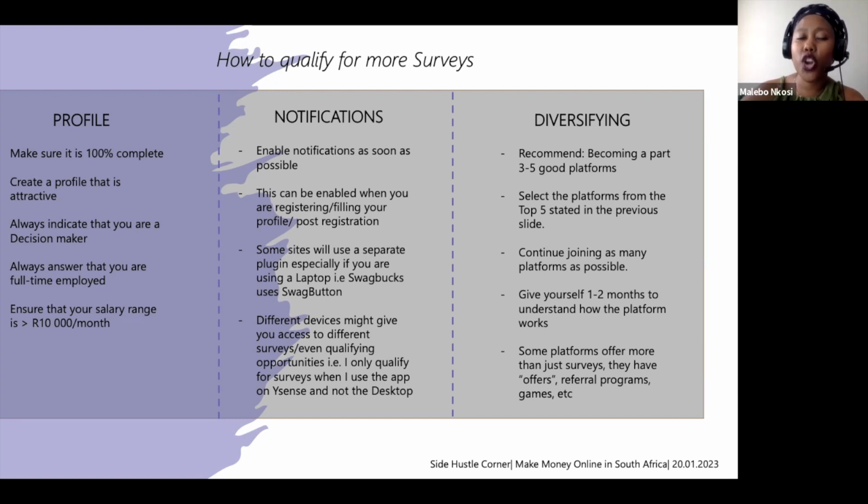So let's just say you're not working, you're currently unemployed, and you currently don't make decisions in your household as to what is being bought, why it is being bought, and how much of it is being bought. You can still indicate, if you want to, that you are a decision maker, because the moment you indicate that you are not a decision maker, you will be disqualified, because they want decision makers. They are looking for consumer behavior, right?